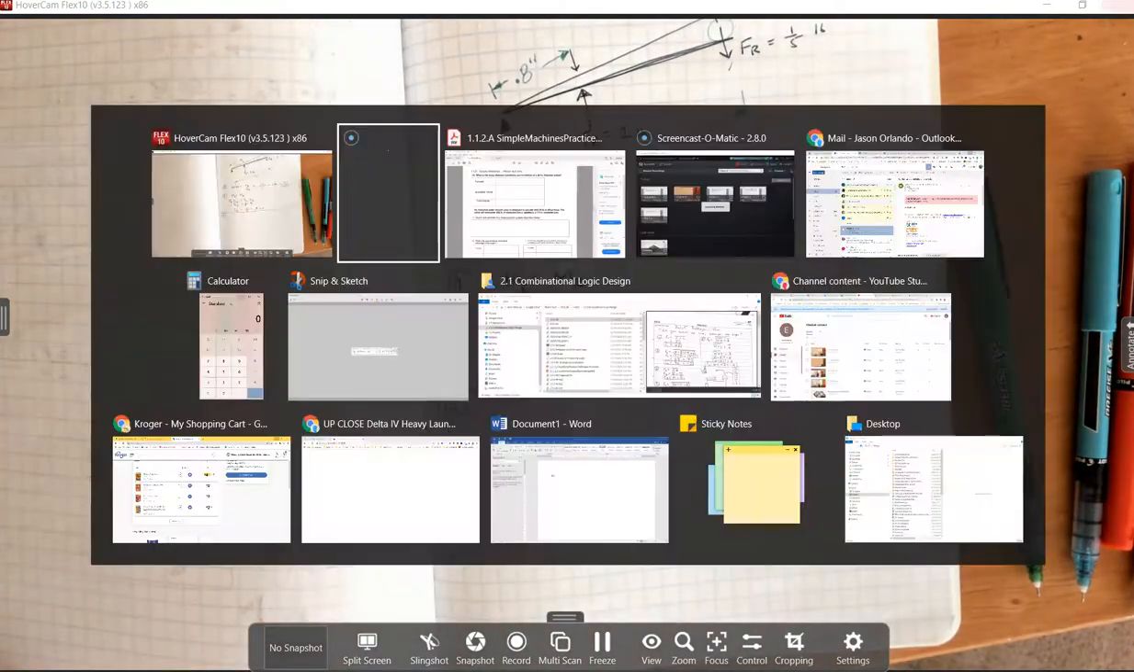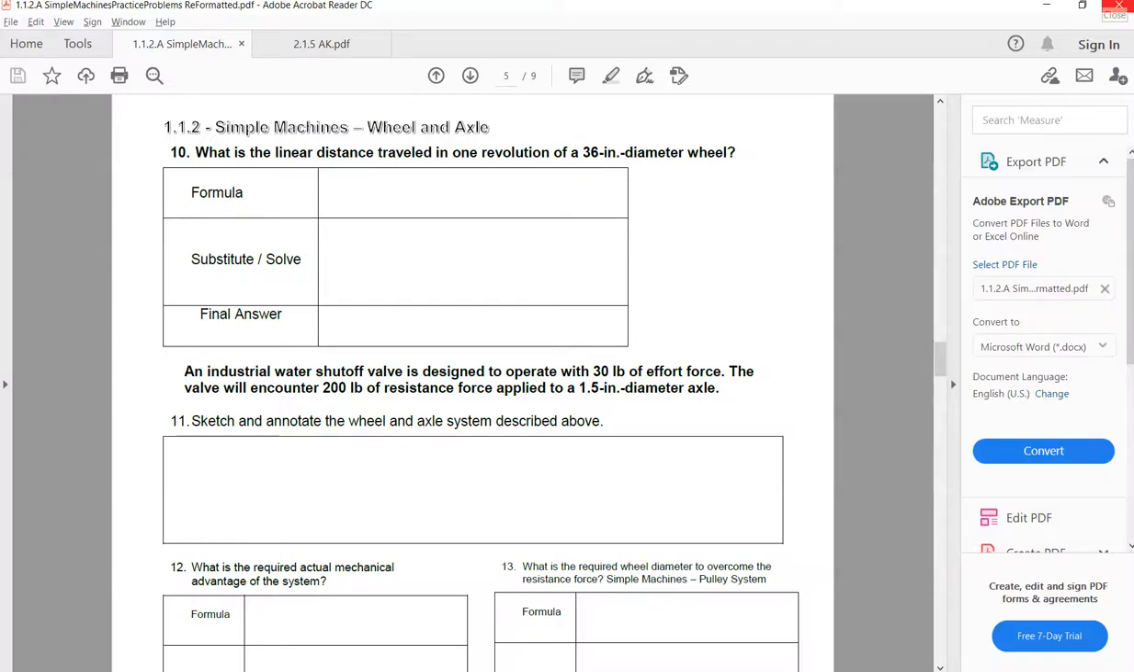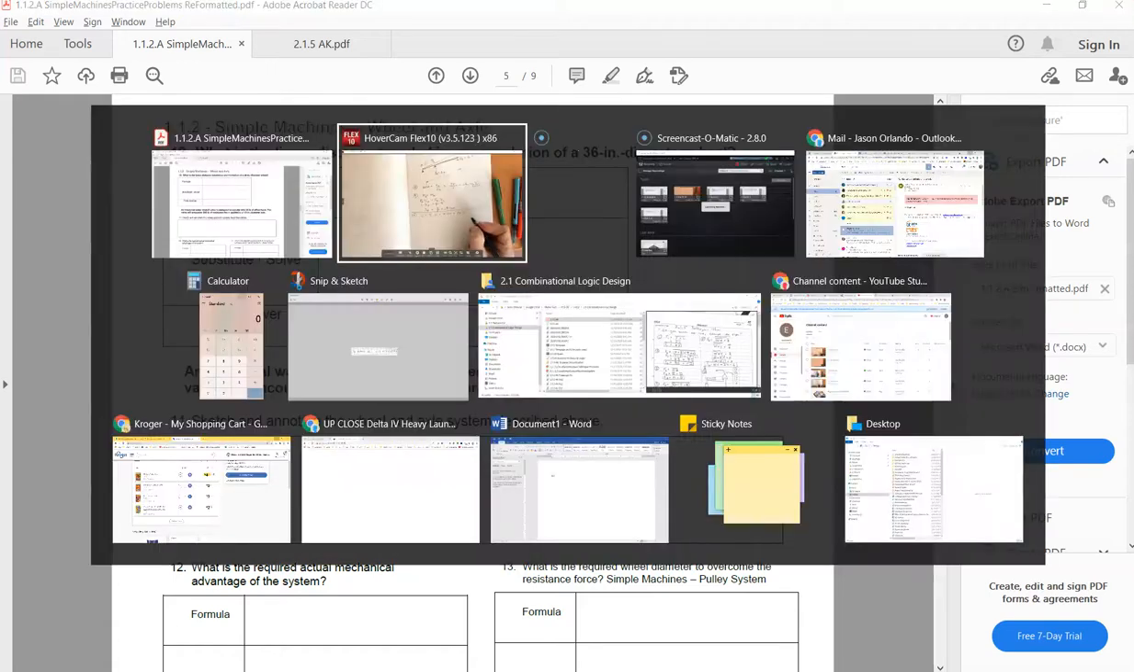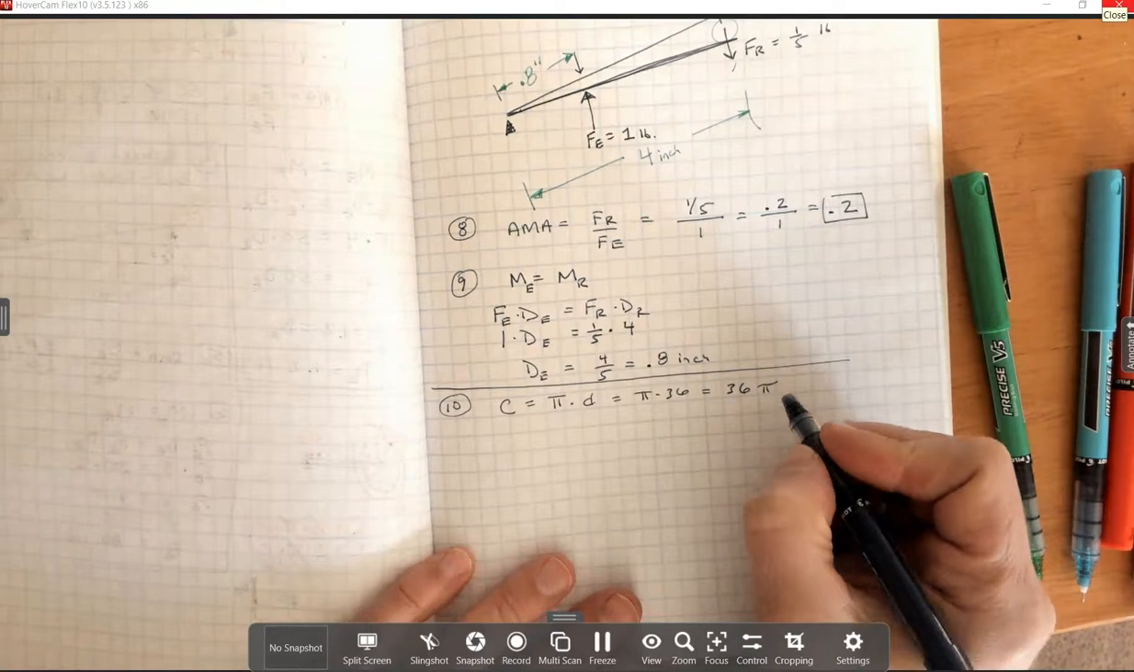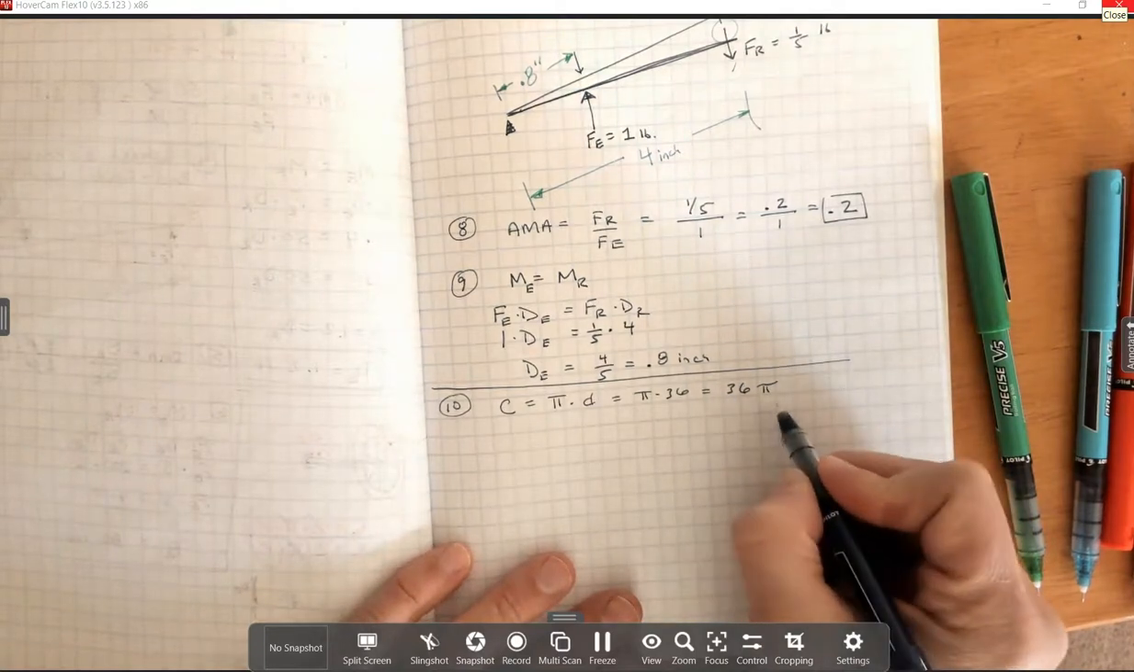Alright, so number 10. It says, what is the linear distance traveled in one revolution of a 36-inch diameter wheel? So that is simply going to be pi times the diameter, which in this case is pi times 36, or 36 pi. Now pi is an irrational decimal. It's never-ending, non-repeating. I'm okay with leaving it in terms of pi.